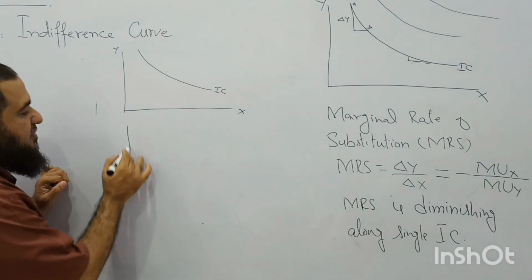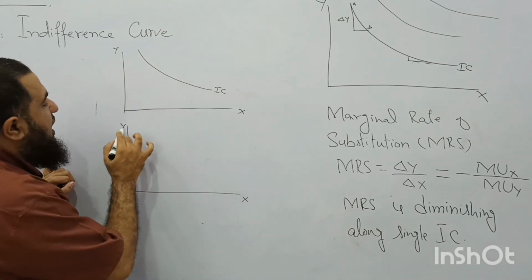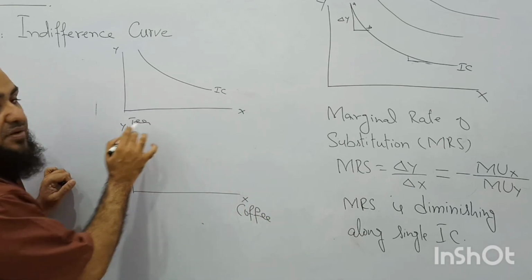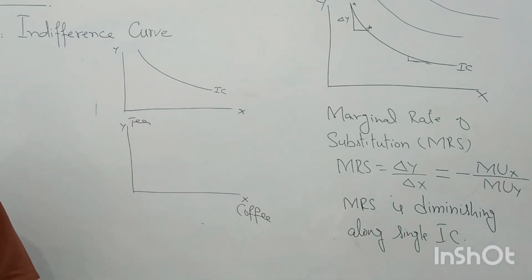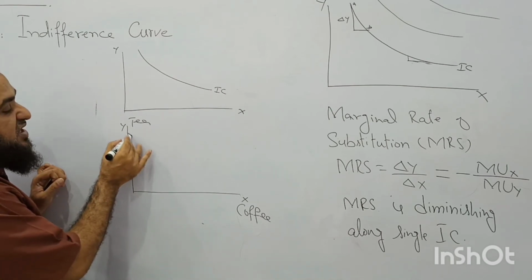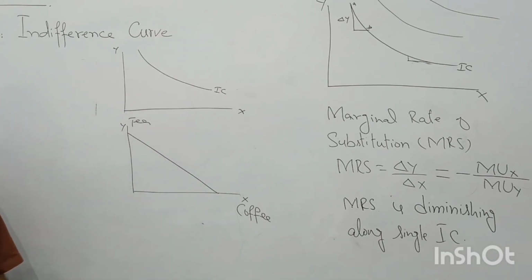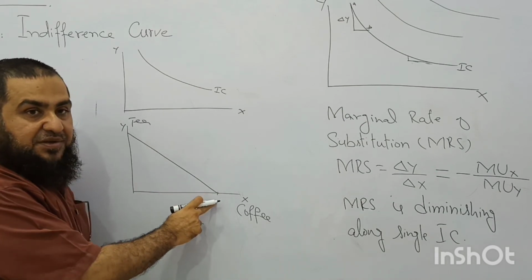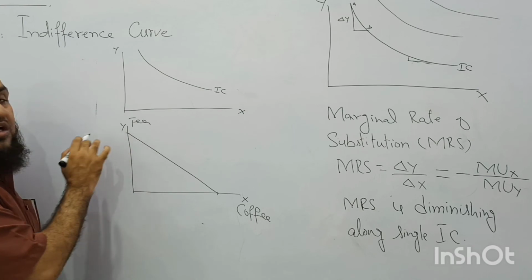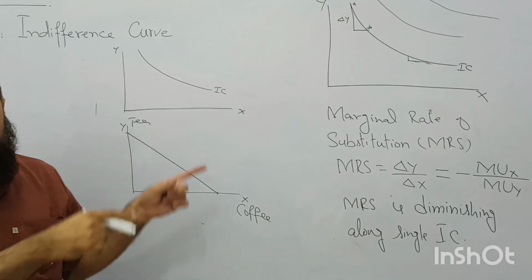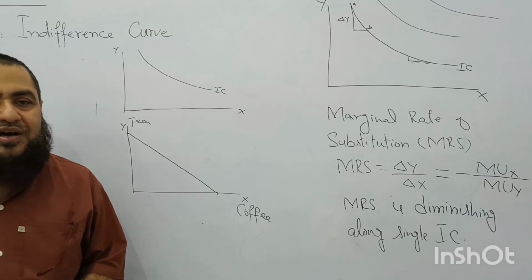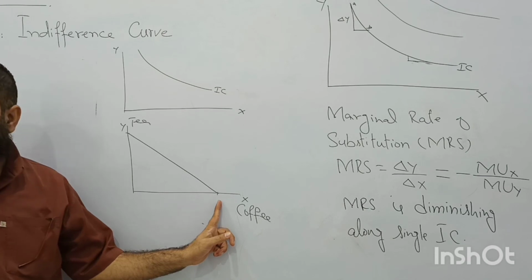Suppose this is coffee and this is tea. Clear? Both goods are substitutes to each other. So the shape of indifference curve will be a straight line, downward sloping. Why is it? Where is the solution for the consumer? At one time, the consumer is either consuming coffee or he is taking a cup of tea. There is no in-between combination of these two. Can we mix up coffee and tea to drink it? Not at all.